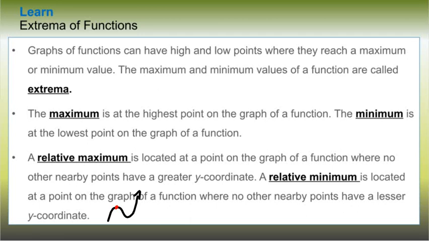A relative minimum is located at a point on the graph of a function where no other nearby points have a lesser y coordinate. So if I have this point here, which is a low point, it's just not the lowest point because it keeps going down lower on the left-hand side. So that would be a relative minimum.